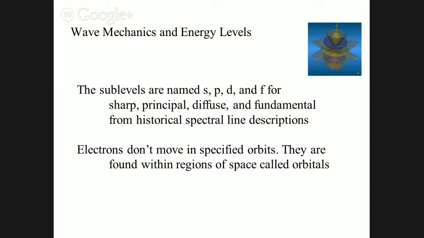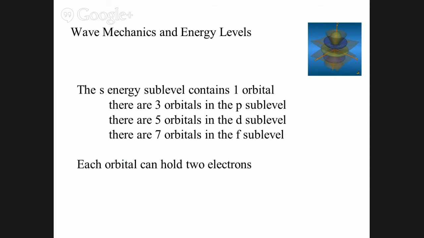So while the energy levels are very important from Bohr's model, he thought that they were in circular orbits, and it turns out that they are more in regions of space, and these regions are called orbitals. The S energy sublevel contains 1 orbital. There are 3 orbitals in the P sublevel, 5 orbitals in the D sublevel, and 7 orbitals in the F sublevel. Each orbital can hold at most a maximum of 2 electrons.